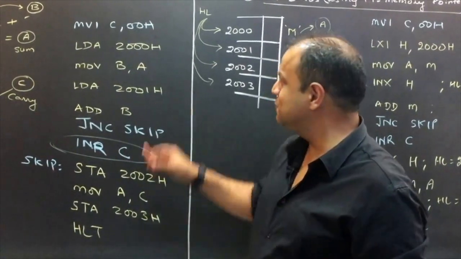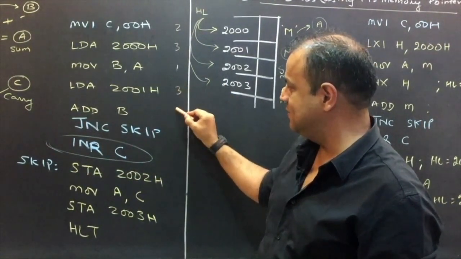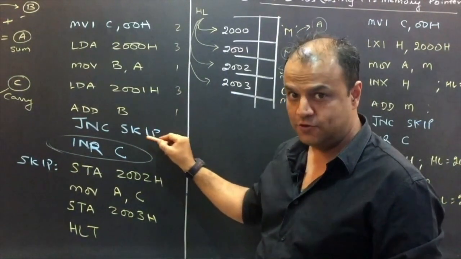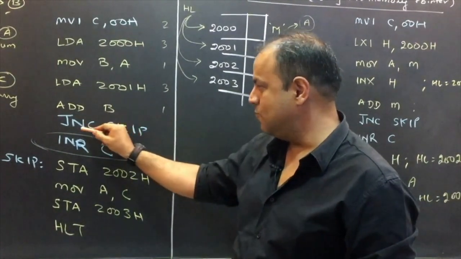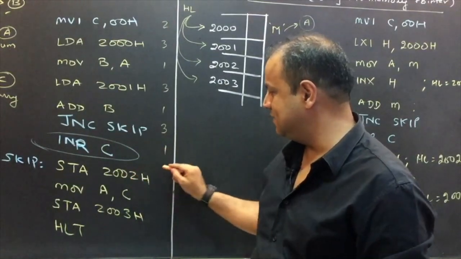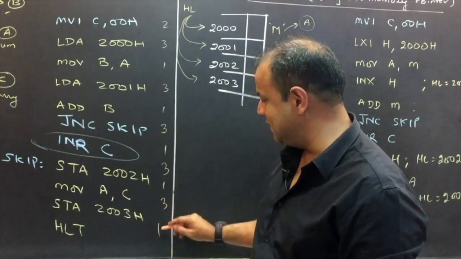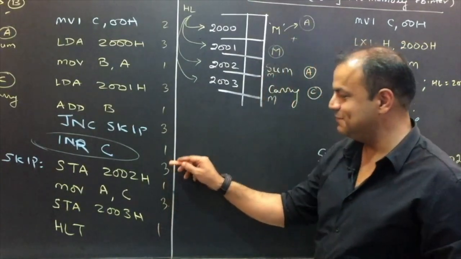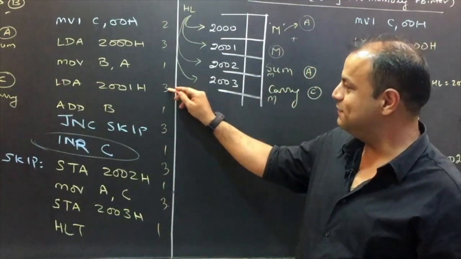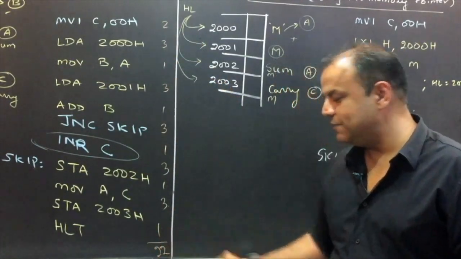So look at the size of this program. This is 2-byte, this is 3-byte, this is 1-byte, this is 3-byte, this is 1-byte. This is an address. You know that, right? So that means this is 3 bytes. This is 1 byte, this is again 3 byte, this is 1 byte, this is again 3 byte, this is 1 byte. Adding them up, this is a 22 byte program.